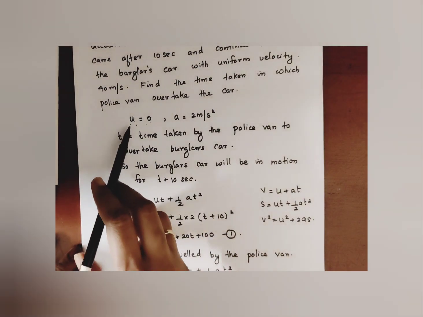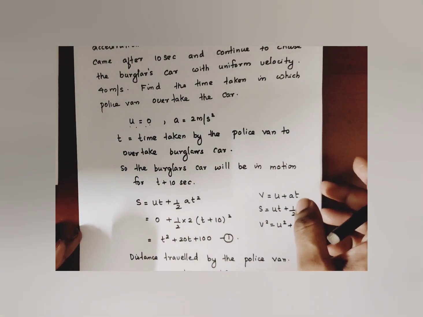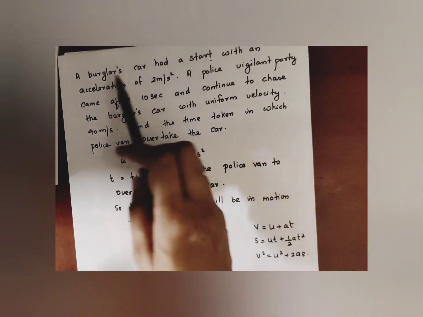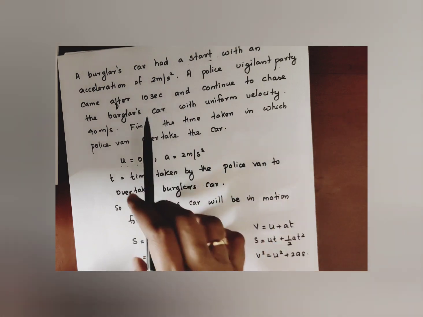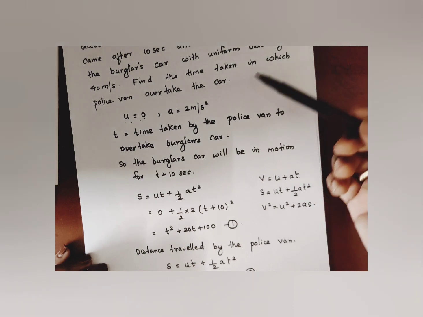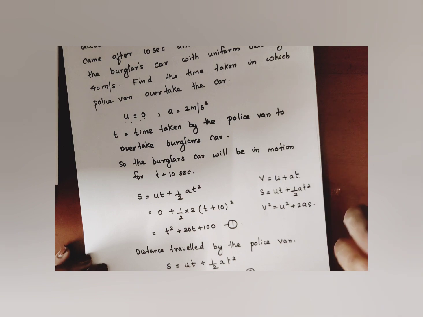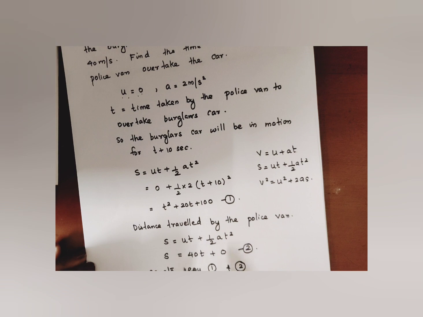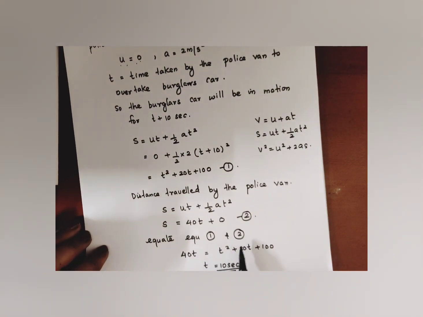In this question, the first assumption we are making is u is equal to 0. The initial velocity is not provided in the question, and they say that the burglar's car started with an acceleration of 2 meter per second squared. That is why we are assuming initial velocity as 0. Second, we have to calculate the time at which the police van overtakes the car. When it overtakes, displacement should be equal to or more, so here we are assuming the displacement as equal. That is why we are equating equations 1 and 2.